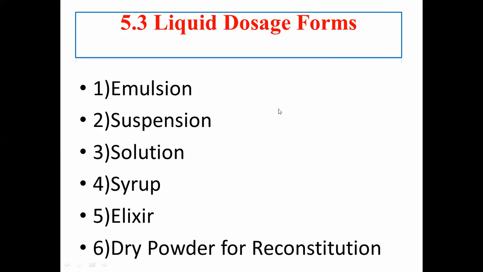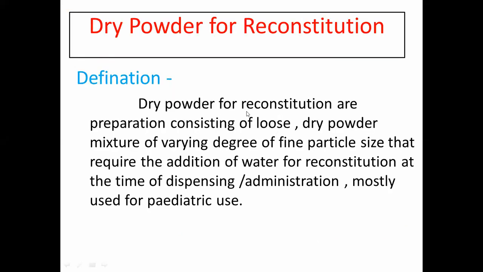Firstly, the definition. Dry powder for reconstitution are preparations which consist of a loose dry powder mixture of varying degree of particle size. Varying means different degrees, different sizes of fine particles are in it, and that requires the addition of water for reconstitution at the time of dispensing or administration, and they are mostly used for pediatric use.